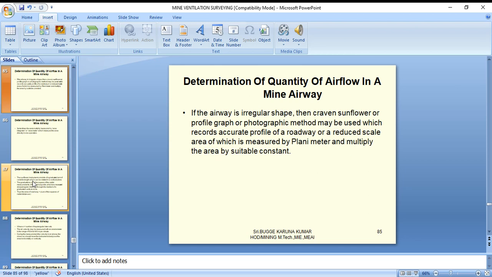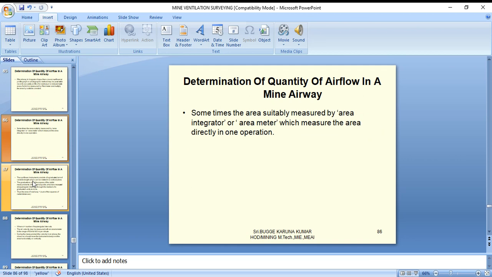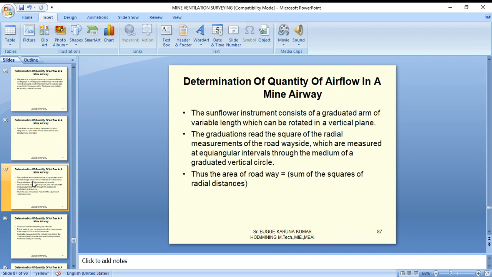If an airway is irregular in shape, then the sunflower instrument or the profile graph or photographic method may be used, which records the accurate profile of the roadway on a reduced scale. The area is measured by the planimeter and multiplied by a suitable constant. Sometimes the area is measured by an area integrator, which measures the area directly in one operation.